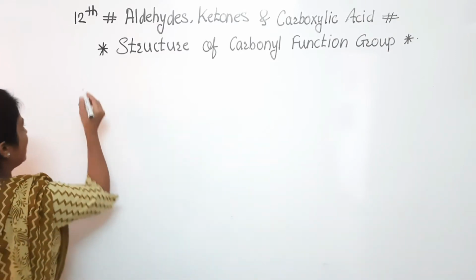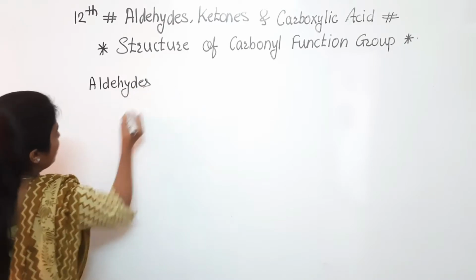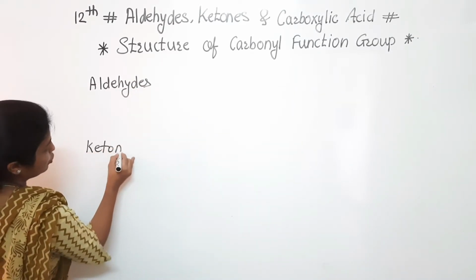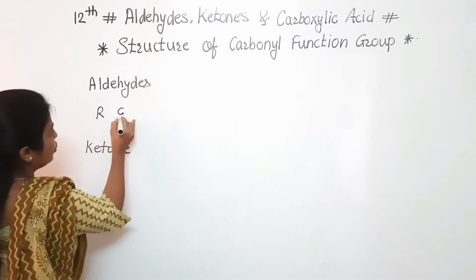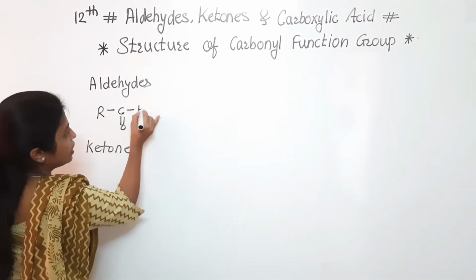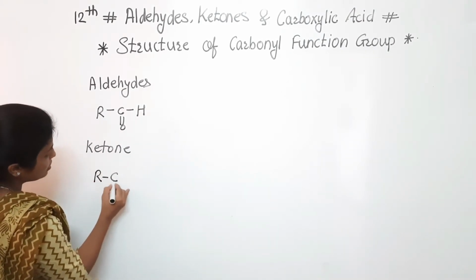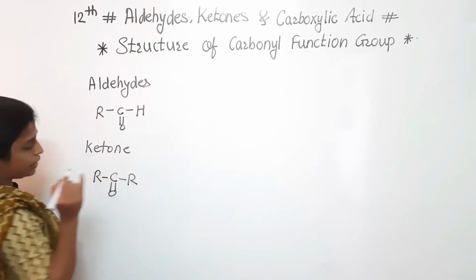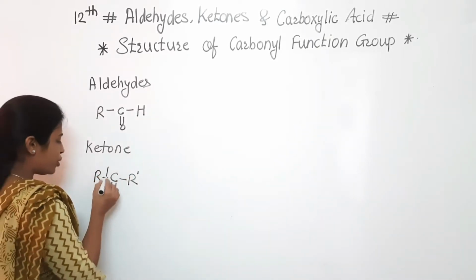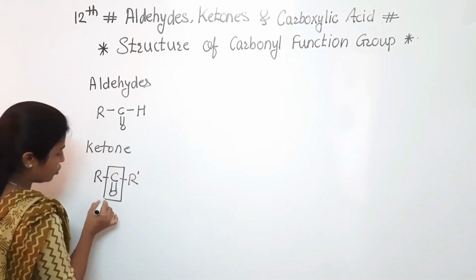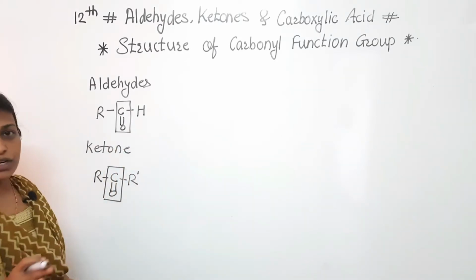So what is in an aldehyde? If we consider aldehydes and ketones, I am drawing both structures here. In an aldehyde, an R group is on one side of the carbonyl carbon and hydrogen is compulsory on the other side. In a ketone, R-C double bond O-R, two alkyl or aryl groups are there. Now we are going to discuss the nature of the structure of the carbonyl functional group.